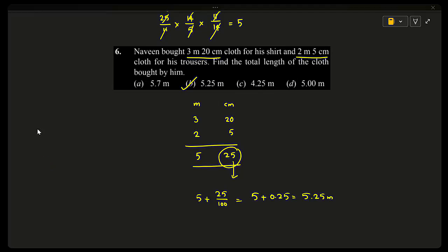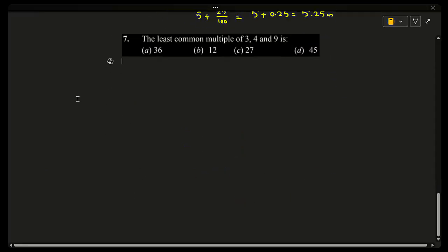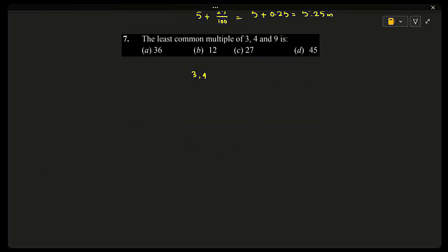Seventh question. The least common multiple of 3, 4, and 9. Very simple question. 3, 4, and 9. So we can go for the common division method. 3 and 9 both have the common factor 3. 3 ones are 3, 4 is not divisible. 3 threes are 9. So the LCM is going to be 3 into 4 into 3. 3 fours are 12 and 12 threes are 36. So 36 is the LCM. That is answer A.